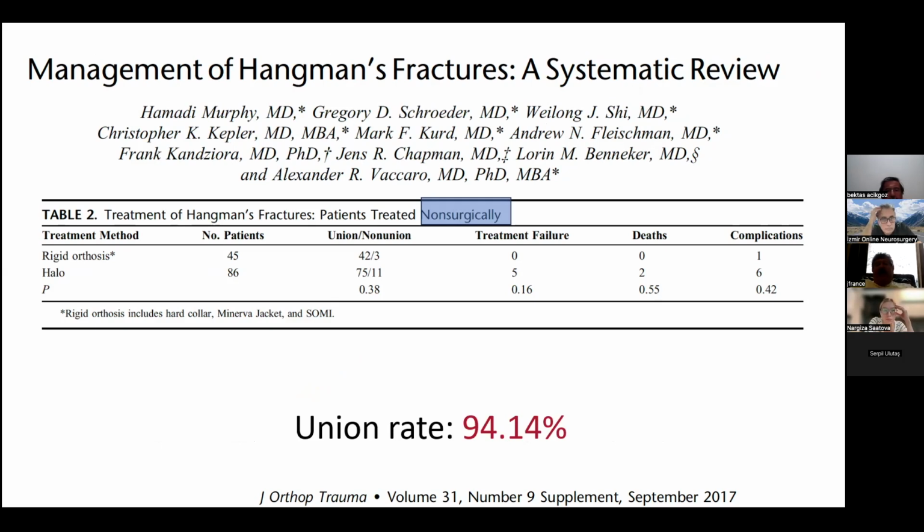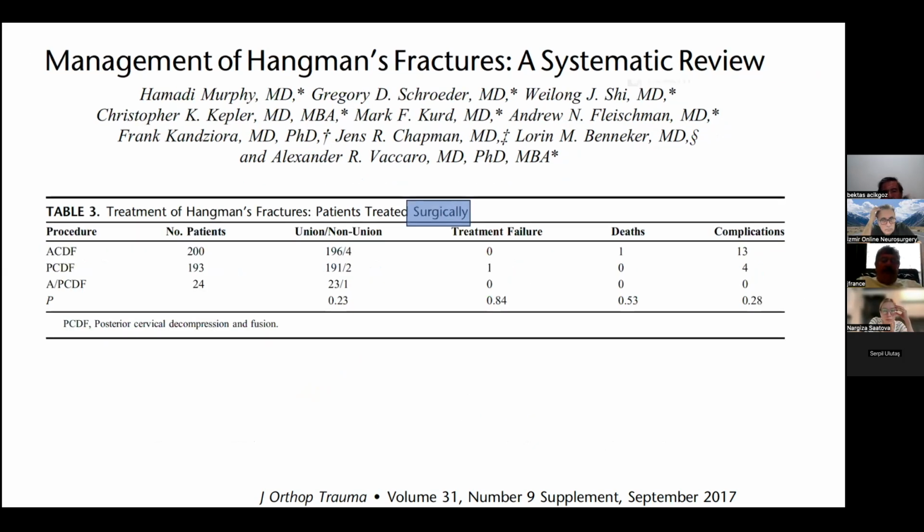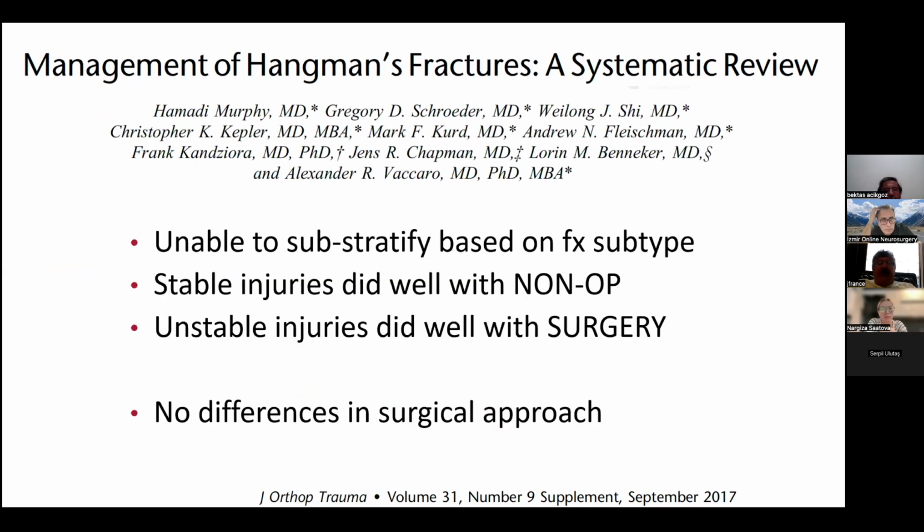These fractures heal; non-union is rare. I don't personally know that I've ever treated a non-union from a Hangman's fracture. And if you look at surgically treated fractures, the union rate is slightly higher at 99%, but again, both are fairly successful forms of treatment. So in this paper, they point out that these are case series. They were unable to really substratify based on fracture subtype, but they felt like the more stable injuries did very well with non-operative treatment, and the less stable did well with surgery.